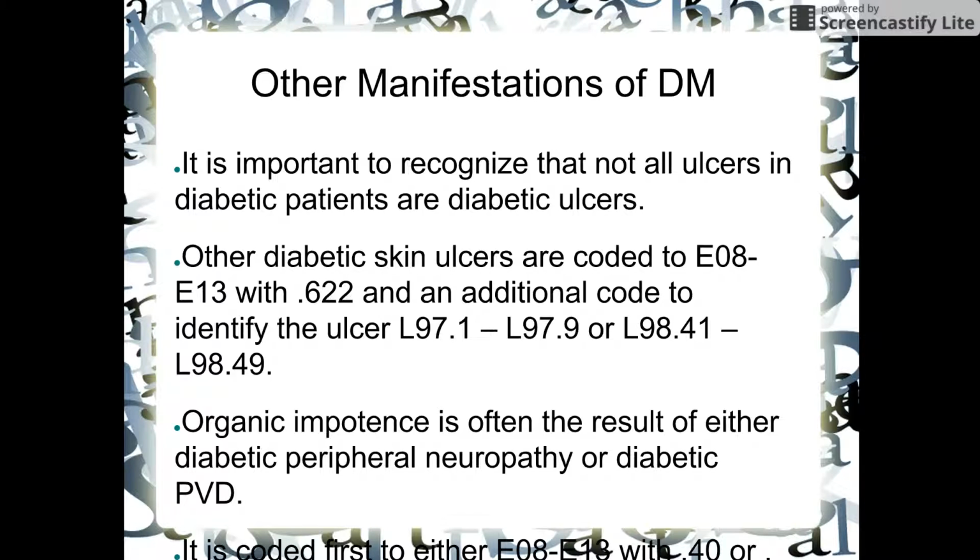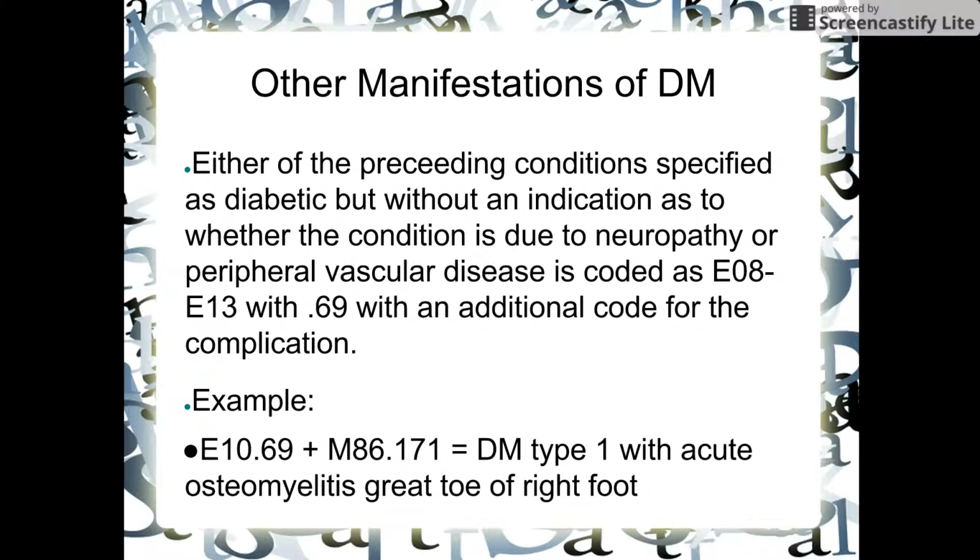Other manifestations of skin ulcers are coded to E08 through E13. Use .622 on the end, and then use additional L codes to specify the site. Organic impotence is coded to E08 through E13 with .40 or .51, and then you code N52.1. For diabetes without indication as to whether the condition is due to neuropathy or peripheral vascular disease, use codes E08 to E13 with .69 and an additional code for the complication.